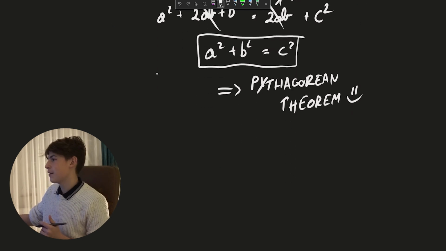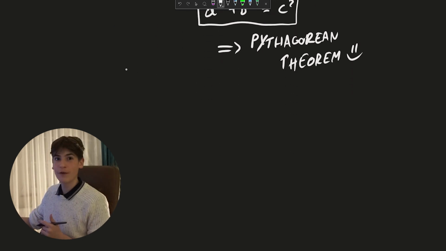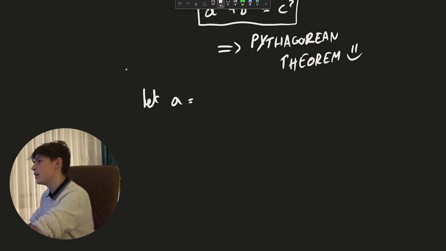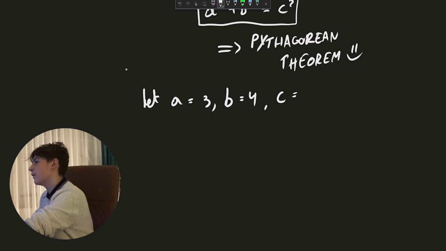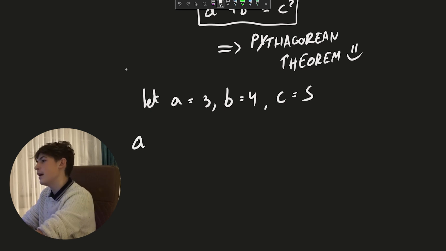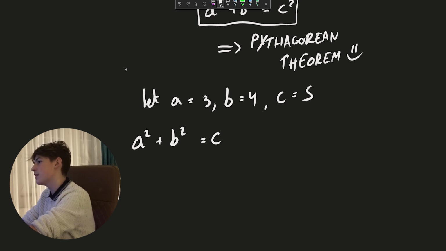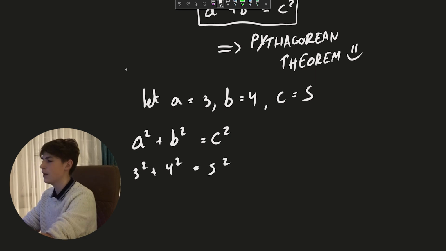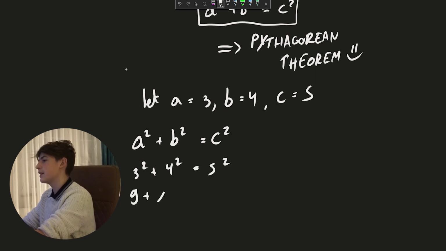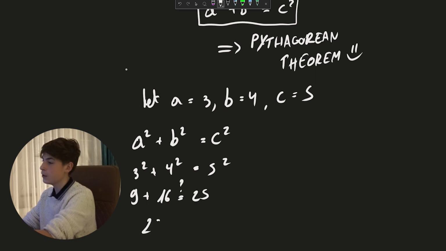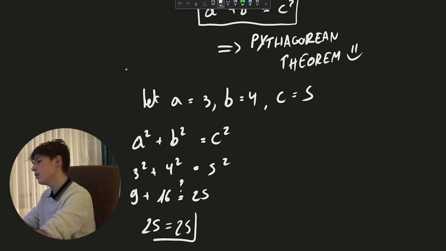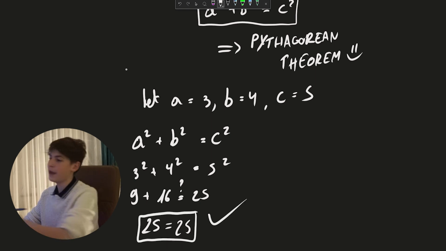So if you want to test out the Pythagorean theorem, I recommend you choose the numbers 3, 4, 5. So we're gonna let a be equal to 3, b be equal to 4, and c be equal to 5. And then you know a squared plus b squared is supposed to be c squared. And so if you do 3 squared plus 4 squared equals 5 squared, you're gonna get 9 plus 16 is equal to 25. Is it equal to 25? Yes, it is. 25 is indeed equal to 25. Good job. That's the Pythagorean theorem for you.